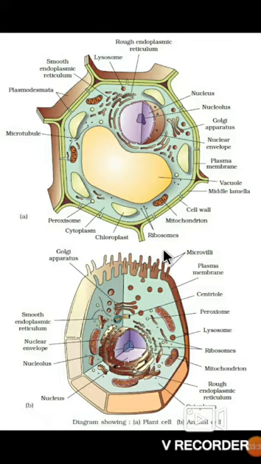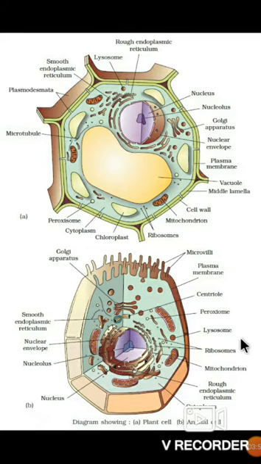But other than those, both cells contain double-walled mitochondria. You know that mitochondria is the powerhouse of the cell. Both cells contain the Golgi apparatus, which is basically used for secretion of different types of materials.